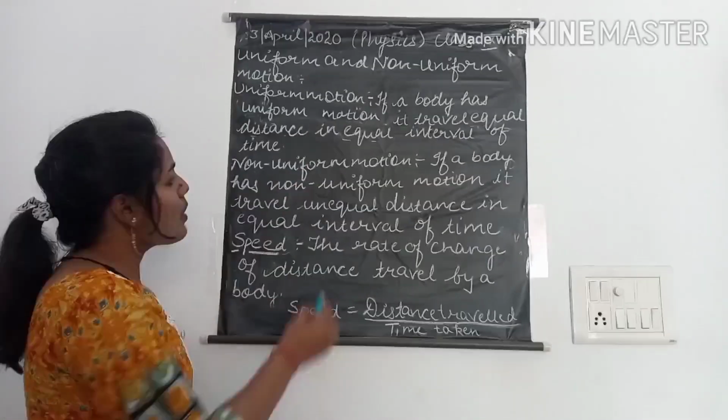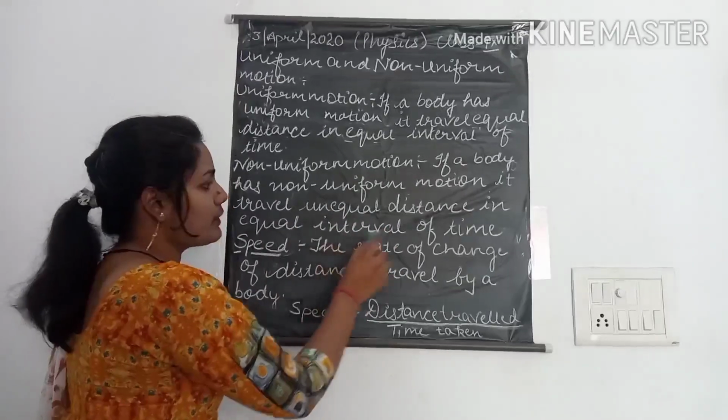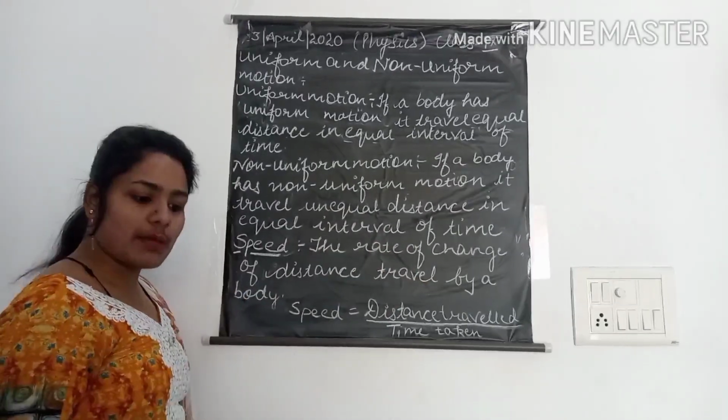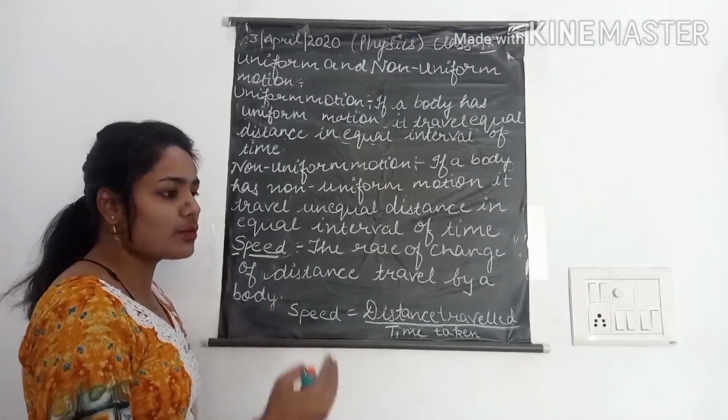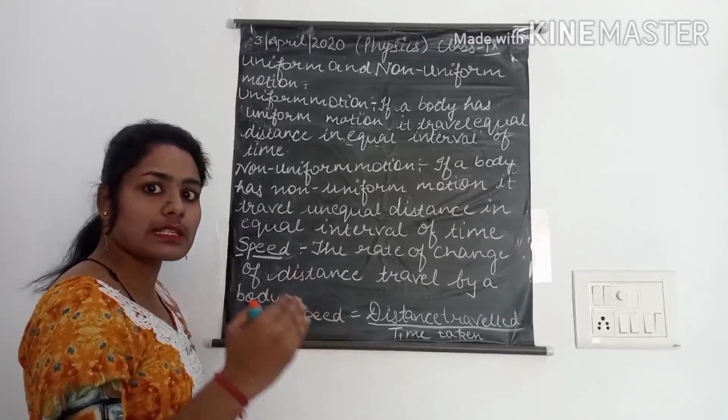Non-uniform motion. If a body has non-uniform motion, it travels unequal distance in equal interval of time. इसमें टाइम ड्यूरेशन सेम रहती है पर डिस्टेंस क्या हो जाता है, डिफरेंट हो जाता है. फर्स्ट मिनट में 5 किलोमीटर चला तो नेक्स्ट में वो 6 भी चल सकता है, 7 भी चल सकता है.